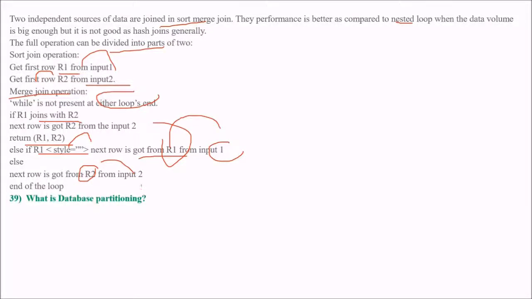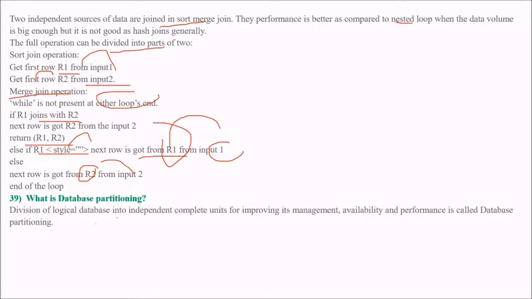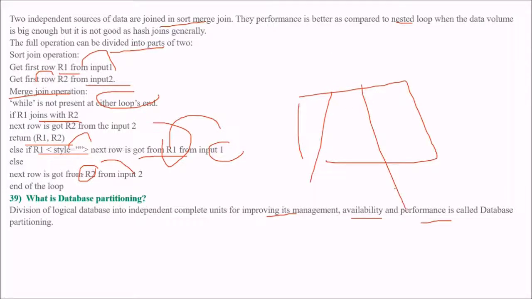What is database partitioning? Division of a logical database into independent complete units for improving the management, availability, and performance is called database partitioning. So if you have a database, this is a logical division, no? In a logical division, if we divide the database into certain manageable parts with certain reasoning, which also increases the performance, this is called database partitioning.